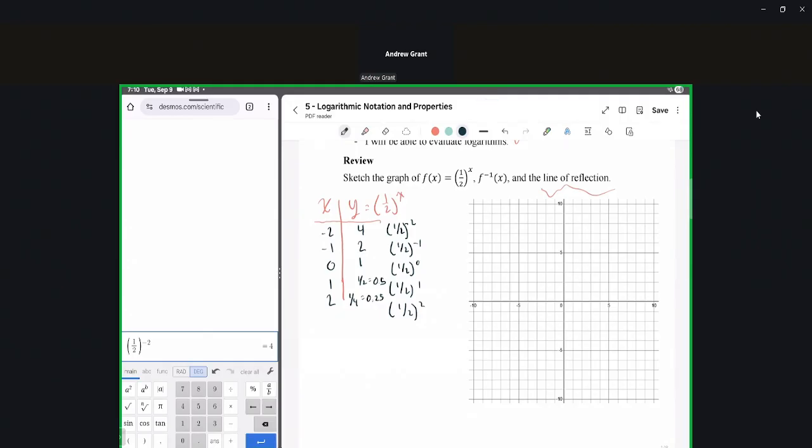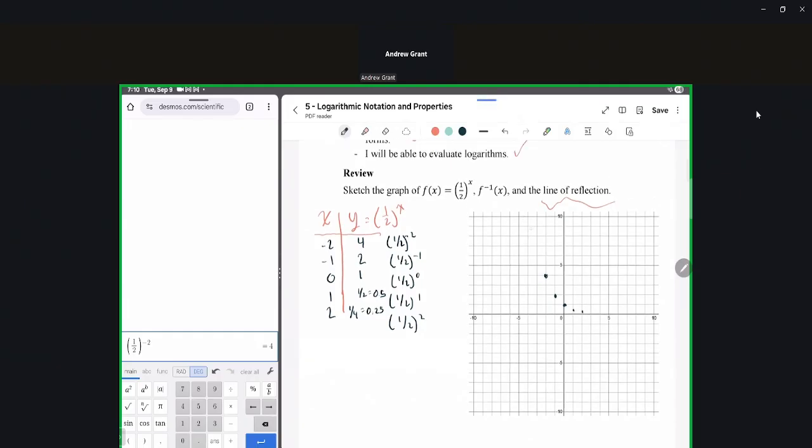And so when we go ahead and graph this function, let's go ahead and graph these key points. -2, 4 is the first point, -1, 2 is the next, 0, 1, 1, 1 half, and 2, 0.25. You just do the best you can to plot some of those decimal ones. And so now we're going to connect this with a smooth curve, and our arrow extends forever.